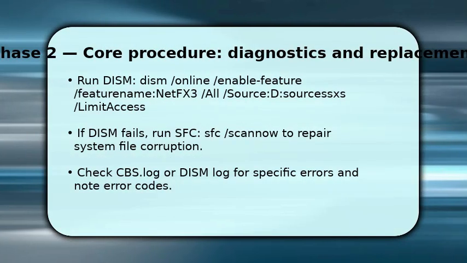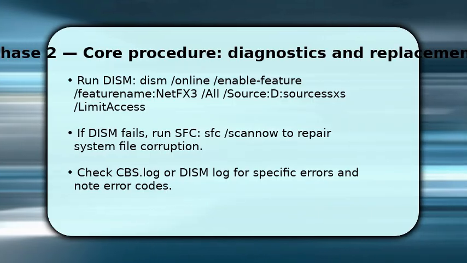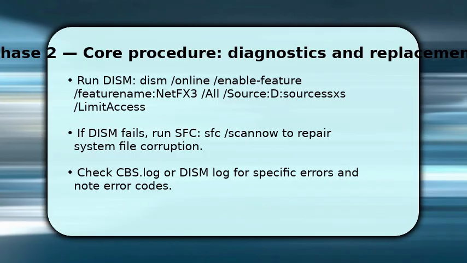You now execute the core repair. Use DISM with your mounted image as the source because DISM applies the package directly and avoids store downloads. If DISM returns errors, run System File Checker, sfc /scannow, to fix corrupted files that block installation. Once SFC completes, repeat the DISM command, making sure to replace the D path with your mount letter.